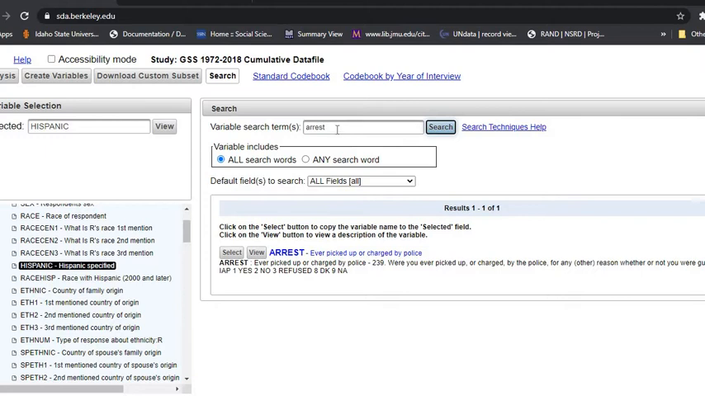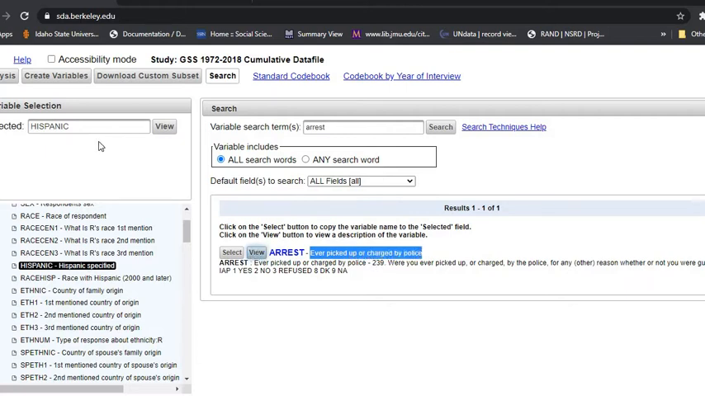So in this case, typing the keyword "arrest," we did find that it looks like they have asked a question about that. Here is the name of the variable; they always give the question a variable name just to shorten it. They call it arrest. And you can see that the question is something about, have you ever been picked up or charged by the police?